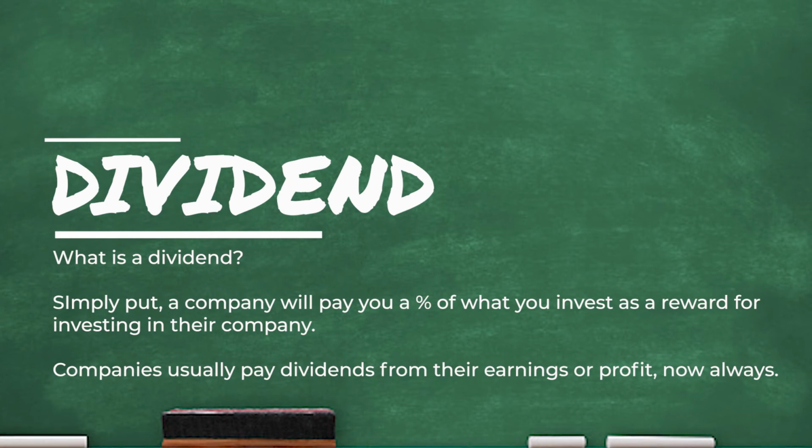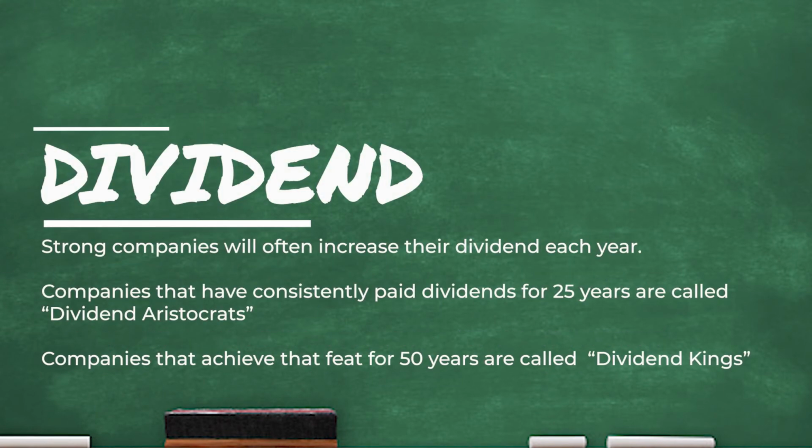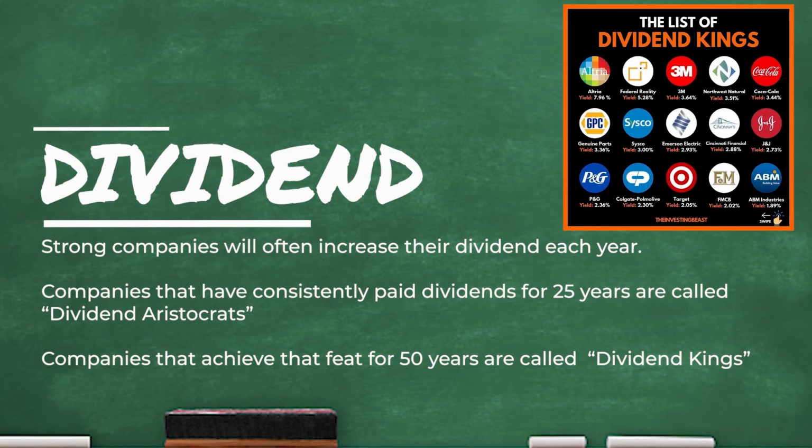A dividend is simply the distribution of some of a company's earnings to its shareholders in cash. Or in other words, a company will pay you a percentage of what you invest as a reward or thank you for owning and holding their stock. For example, if you invested $1,000 into a company that pays a 4% dividend, you would be paid $40 a year by that company. If the dividend is paid out quarterly, you would receive a payment of $10 every quarter on that $1,000 investment. Good companies often increase their dividend over time, and some have even been increasing their dividends for over 50 years. These are called dividend kings.